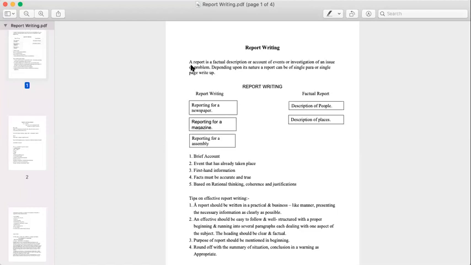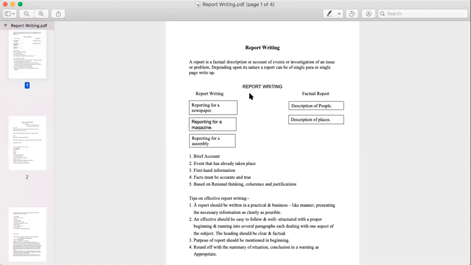So, what is a report? A report is a factual description or account of events or investigation of an issue or problem. Depending upon its nature, a report can be of a single paragraph or a page.